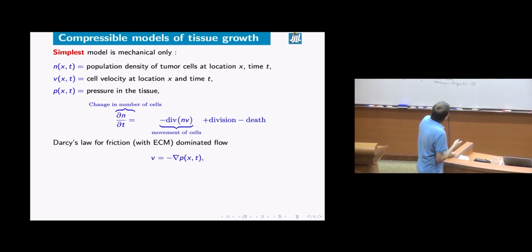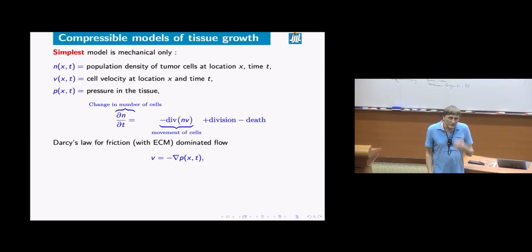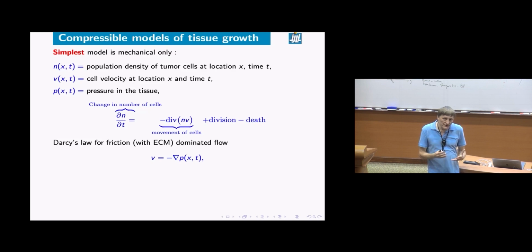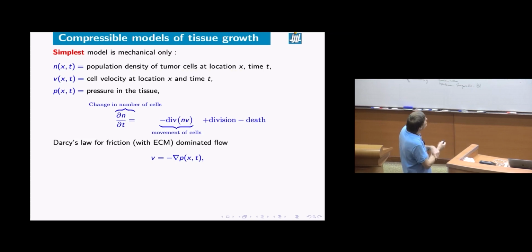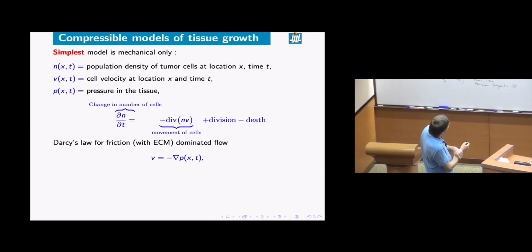The new thing, which is, of course, the important thing, is that there is a pressure. Because of this extracellular matrix which creates the rigidity, you are in a porous medium. So the mechanical view now of a living tissue is Darcy's law. You have a porous medium. So you say that the velocity is minus the gradient of the pressure.